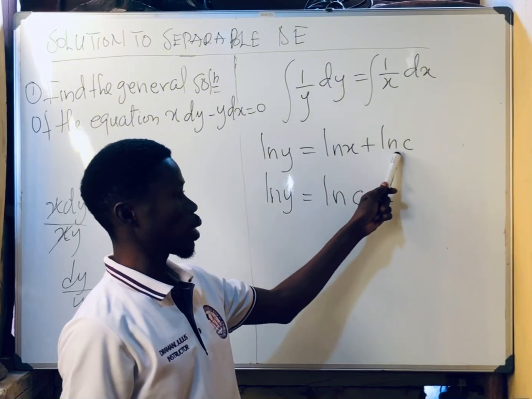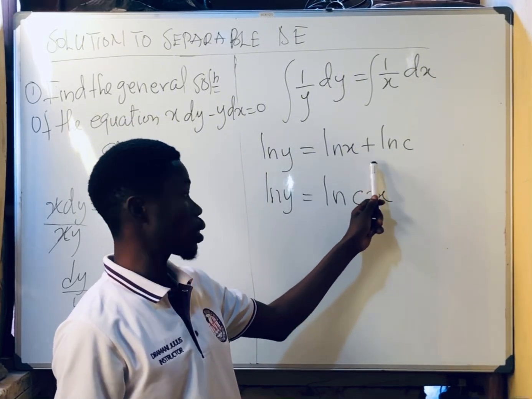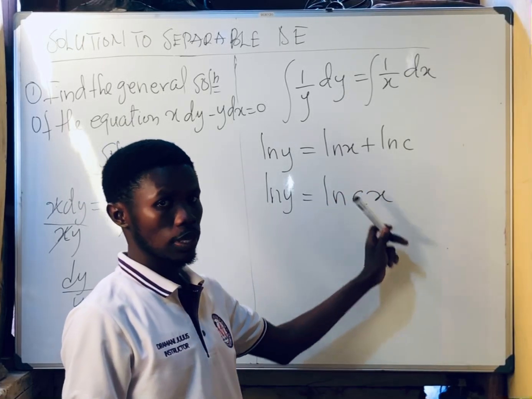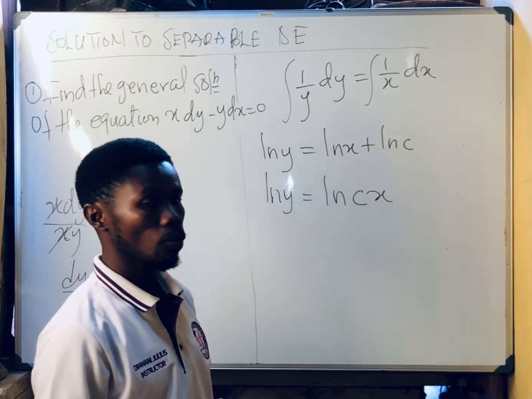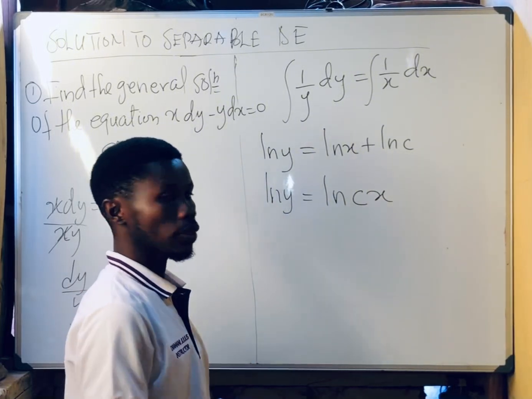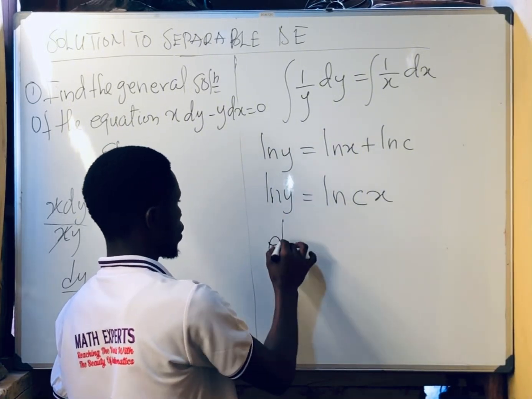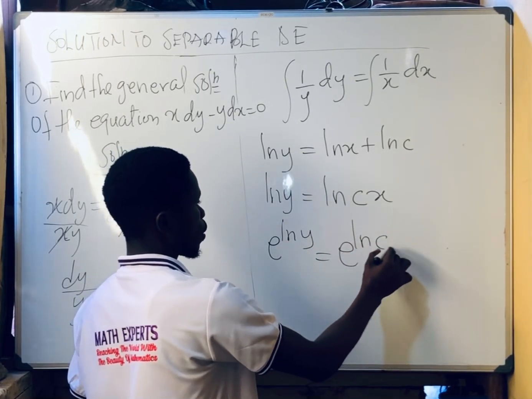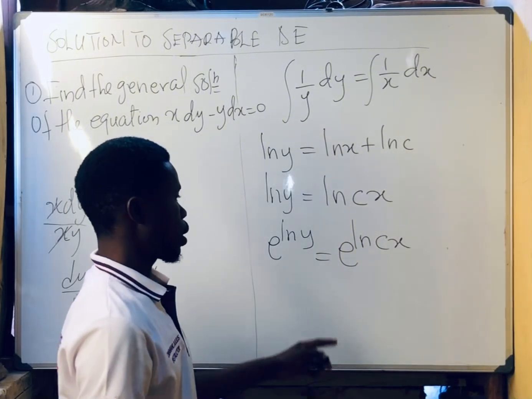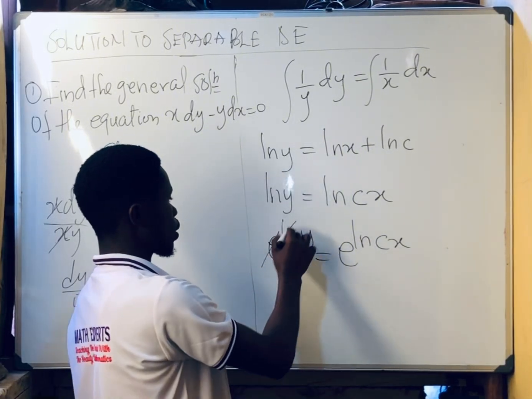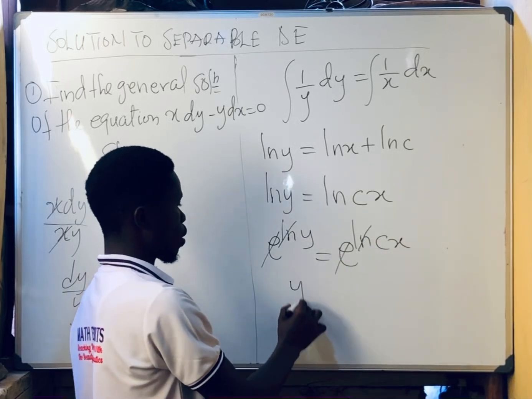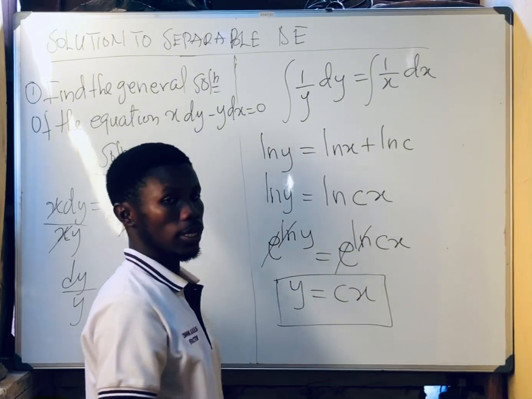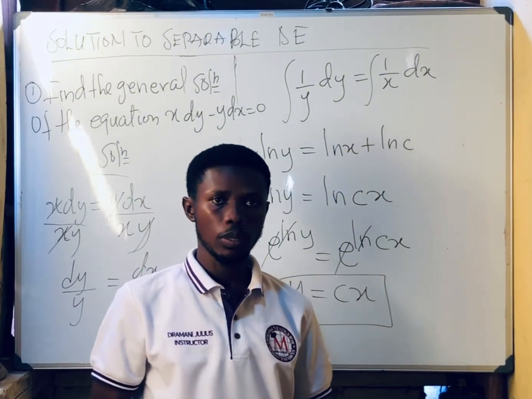If you have a logarithm like this and you are adding it, the property is saying that you just multiply the power. So this will be x times c, or c times x. You know, multiplication is commutative. Since you have ln here, you can take it this way. Like this. Means that this e will cancel this and this e will cancel that. So we have y equals cx. So this becomes the general solution to that problem.